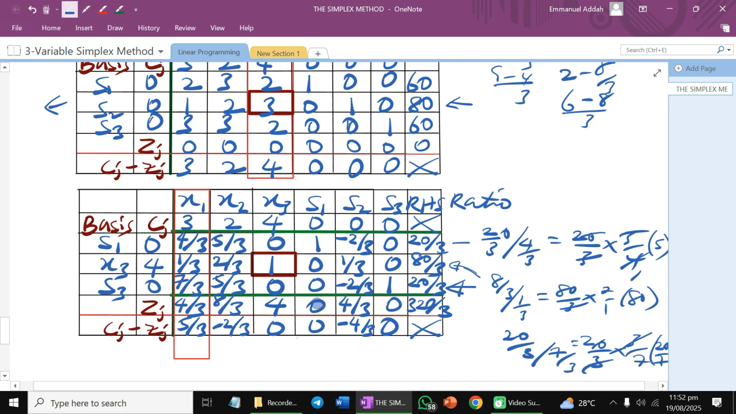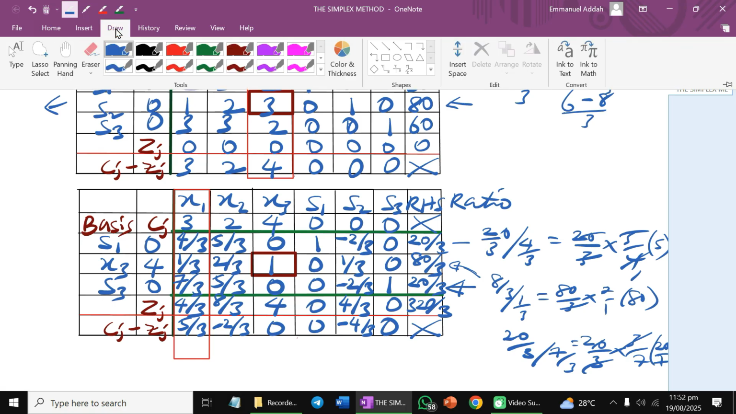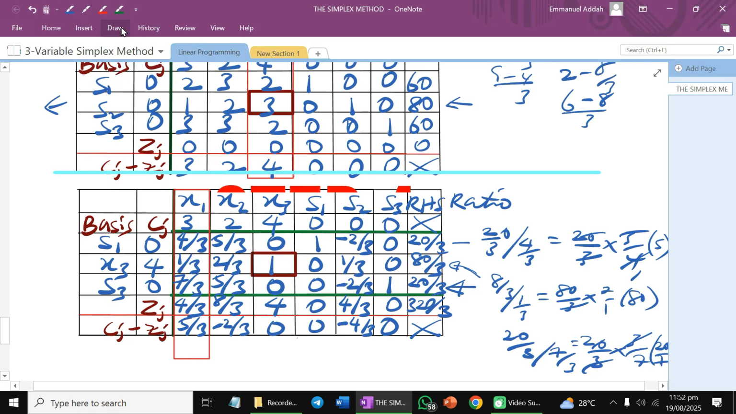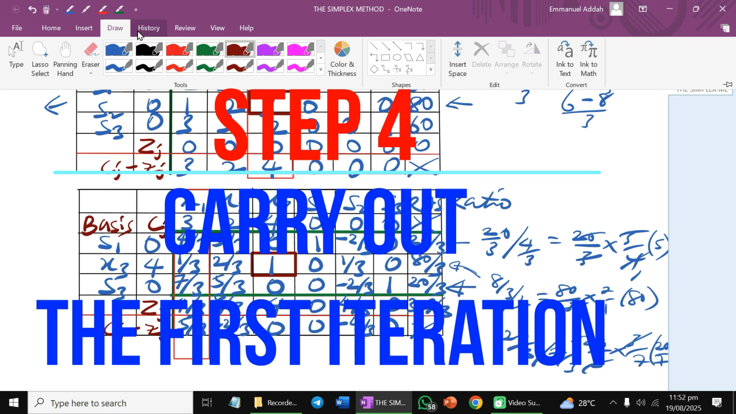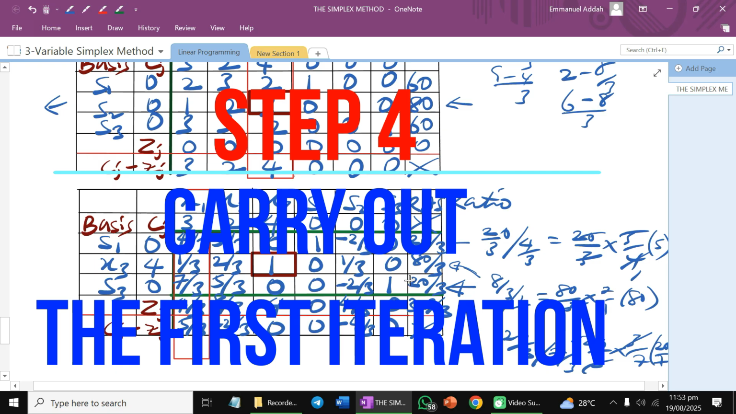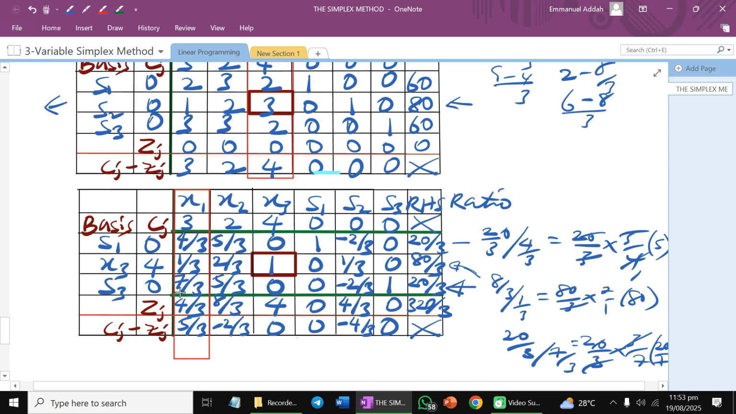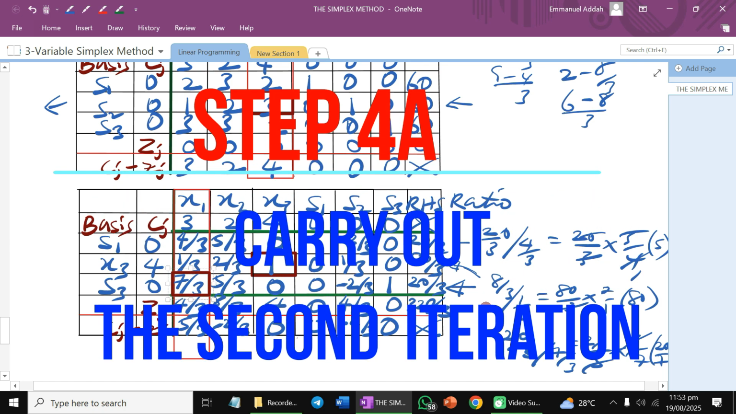From here, we know that the pivot element, let's write it out, is the intersection of the pivot row and the pivot column, which is this. That's our pivot element, which is 7 over 3. So let's go to the next iteration.